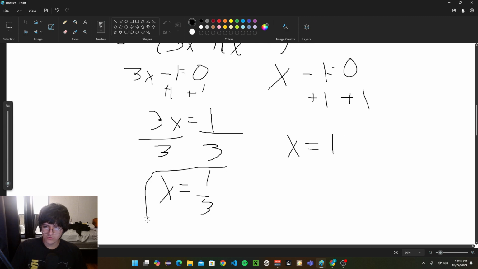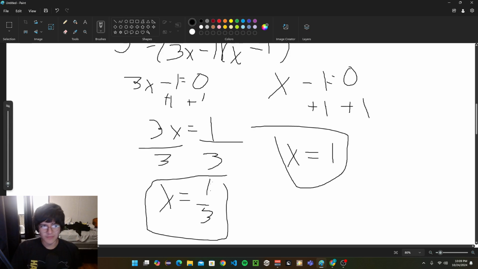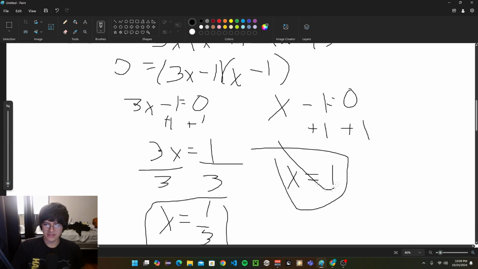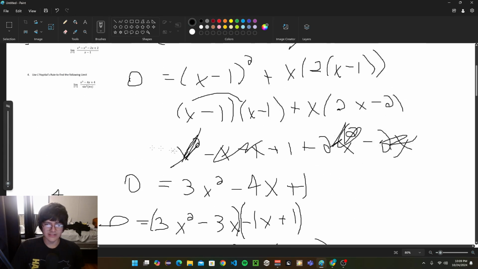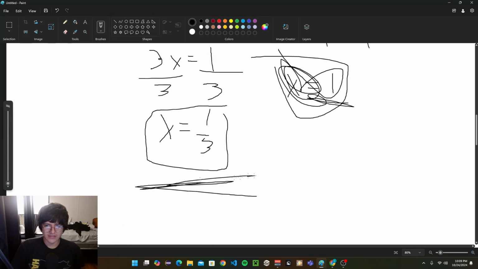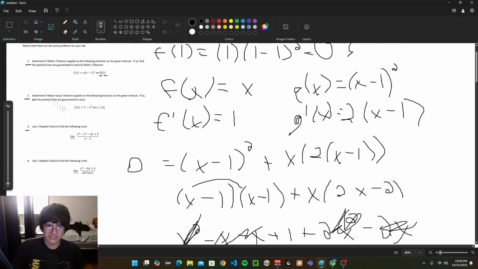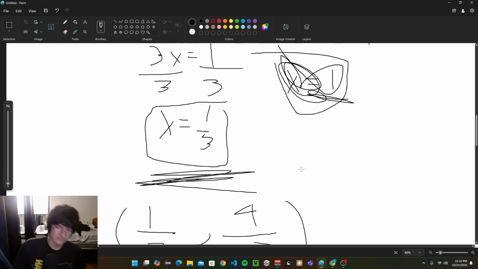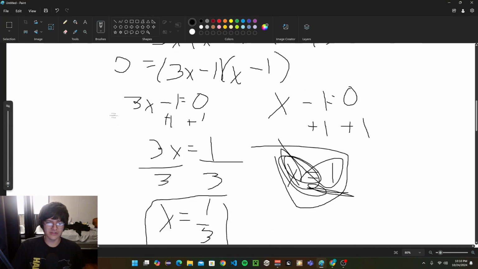So here we have two answers. 1/3 and 1. But here we can't forget to look at the interval that we were given, and that was 0 to 1. So this one is not included in the interval. So our answer would be 1 over 3. And if we were to plug this into the original function to get a point on the graph, we would essentially get 1/3, 4 over 27. And that is our answer for number 1.